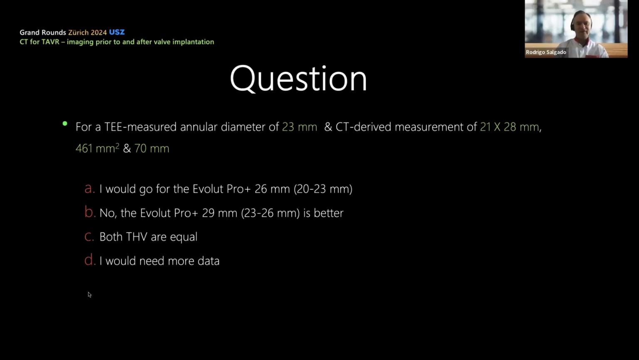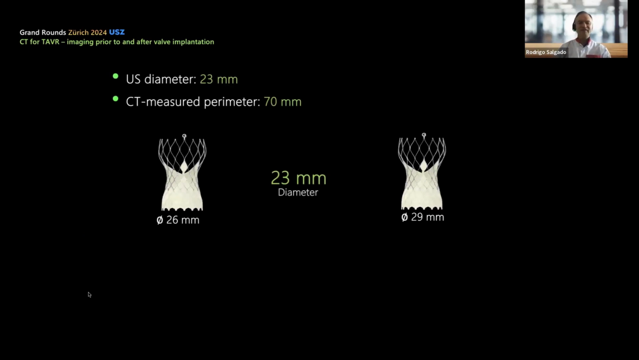Now, how do we solve this? So we stated 23 millimeters of diameter on ultrasound. When you look at the diameter oversizing, you see that the right valve has more diameter oversizing than the left one. But remember, we're not looking for diameter oversizing. This is a self-expandable valve. We're looking at perimeter oversizing. That's the parameter that we want to follow.